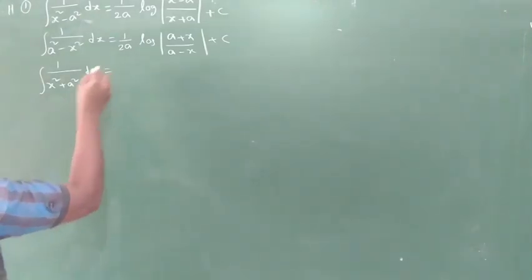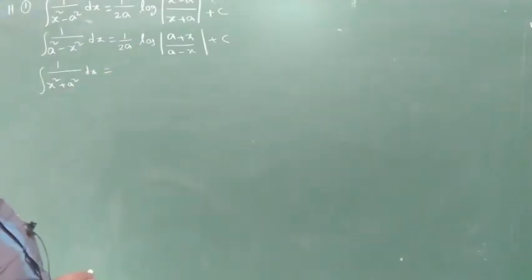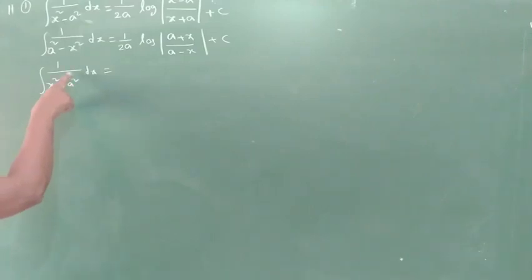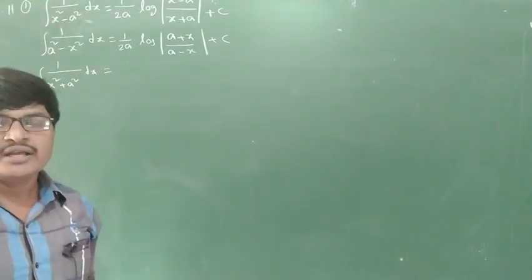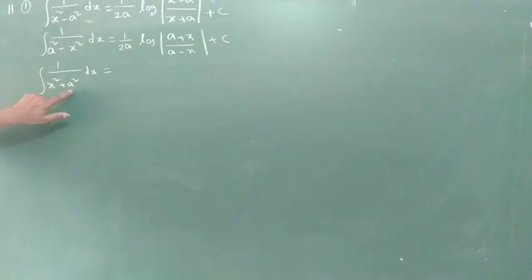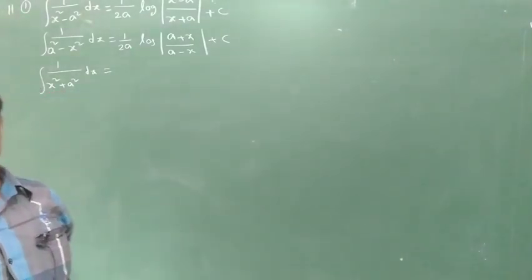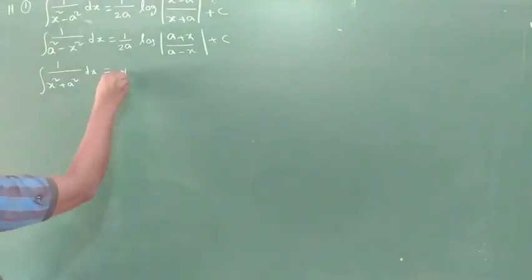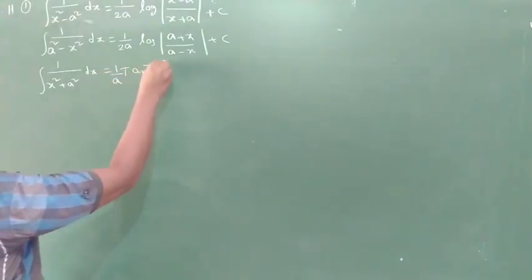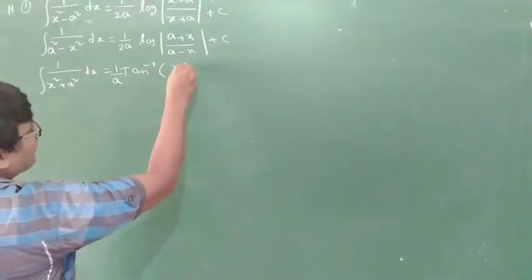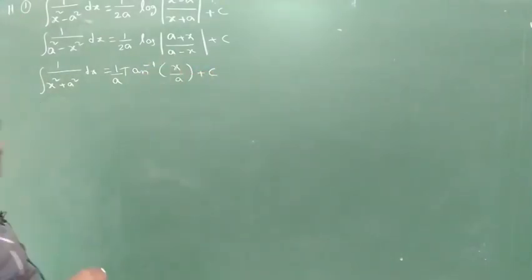So what is the formula? Integral 1 by 1 plus x square, 1 plus x square means 1 square plus x square. Integral 1 by 1 square plus x square dx is equal to tan inverse x. In the same way, it is 1 by a into tan inverse x by a plus c.